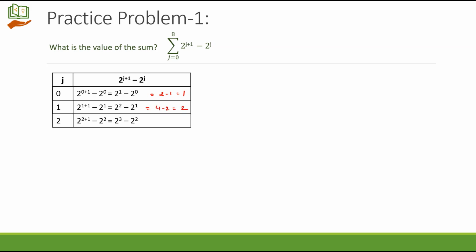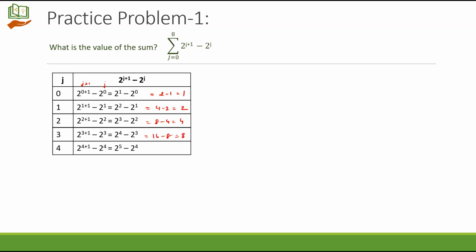Then we have j is equal to 2. This will be actually j plus 1 and this will be j. 2 plus 1 is 3. So 2 power 3 minus 2 power 2 will be 8 minus 4, which is equal to 4. Then we have 2 power 4 minus 2 power 3, 16 minus 8, which is equal to 8. Then 2 power 5 minus 2 power 4, 32 minus 16, which is equal to 16. Then we have 2 power 6 minus 2 power 5, 64 minus 32, which is equal to 32.